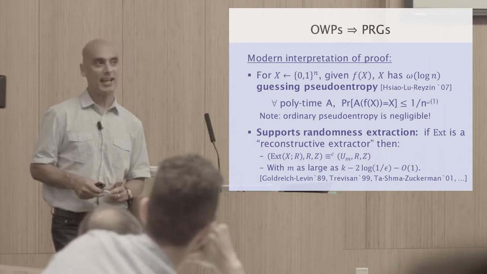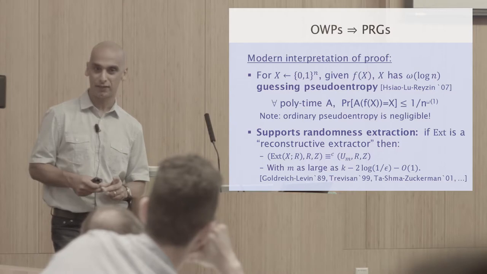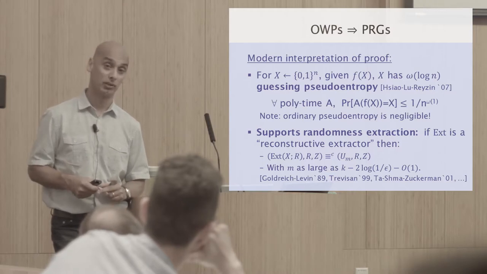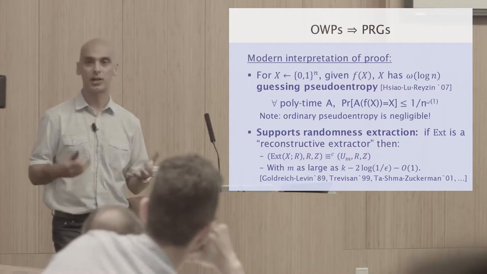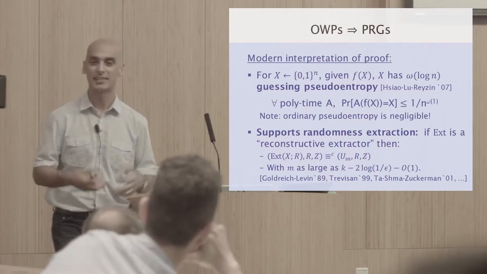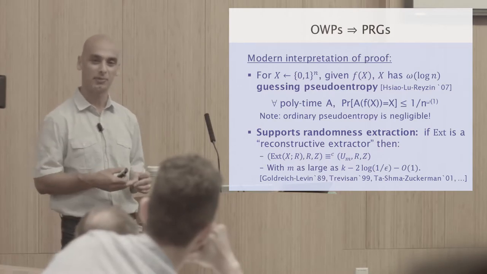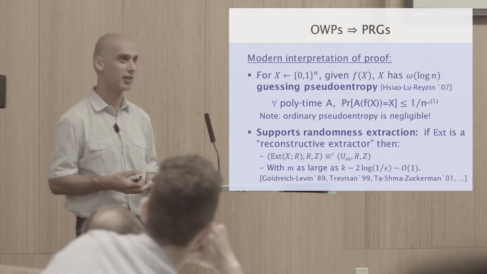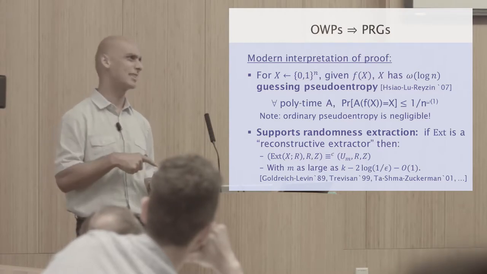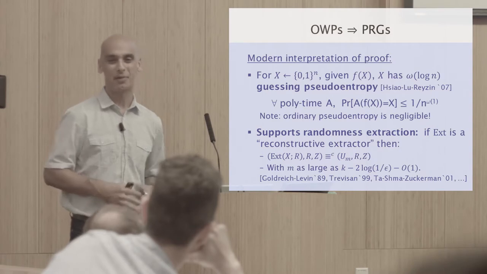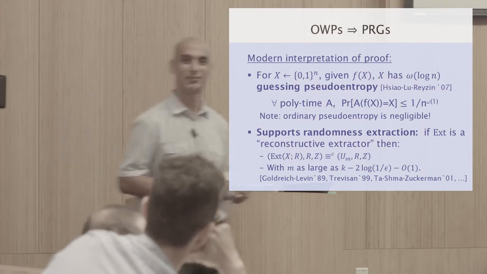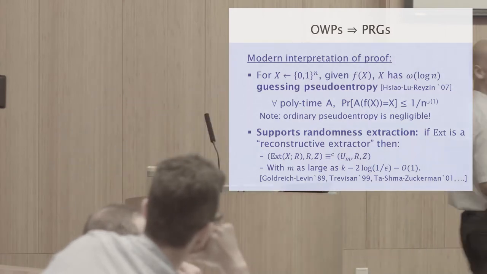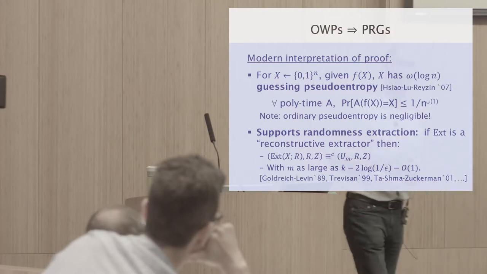But I guess if you take any code with distance close to a half, that's not locally decodable, it probably won't be reconstructive. And it's probably not hard to come up with an example. I guess random LDPC codes are not locally testable. One should be able to come up with an example along those lines. Maybe something with large tool distance or something.